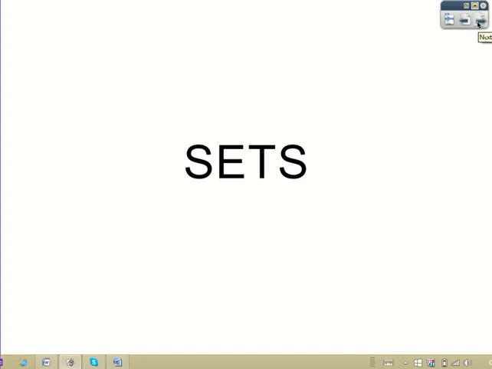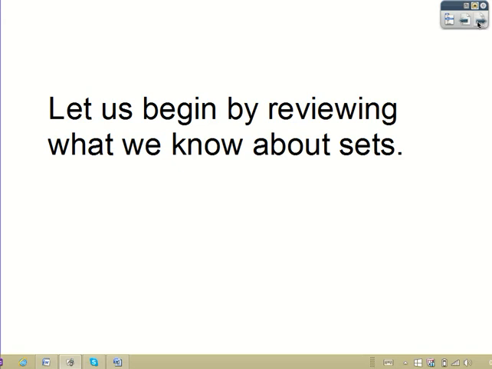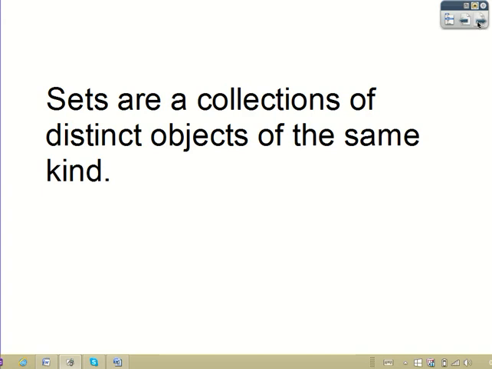And let's continue learning about sets. Let's begin by reviewing what we know about sets already. We said that sets are a collection of distinct objects of the same kind.